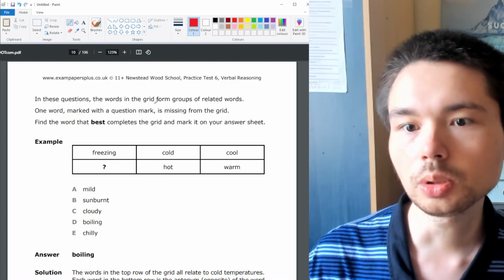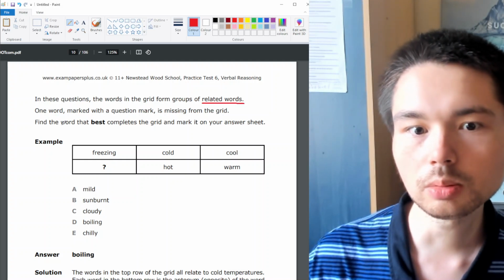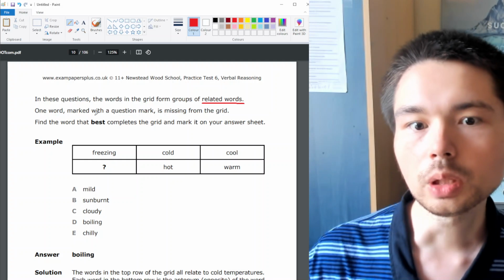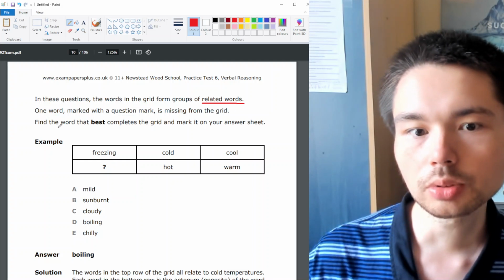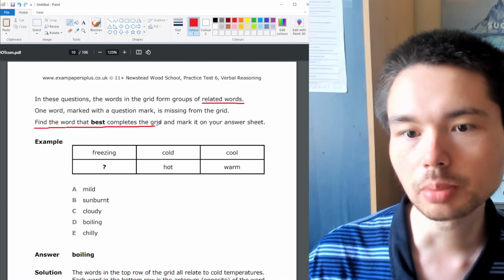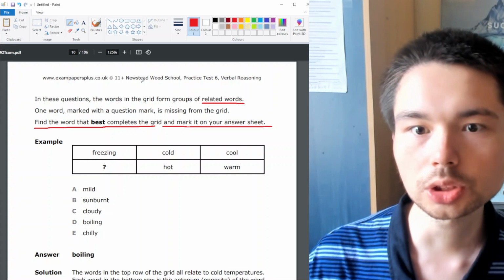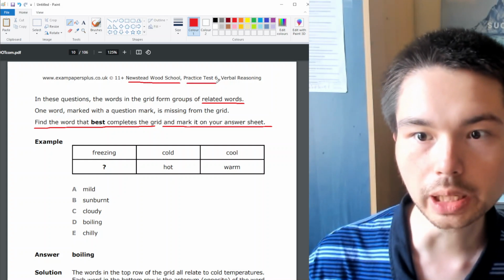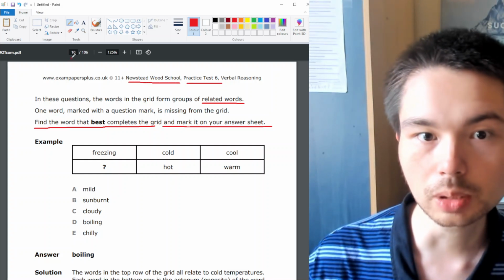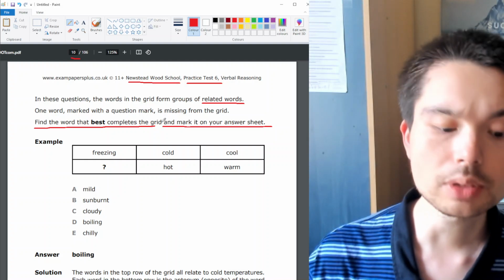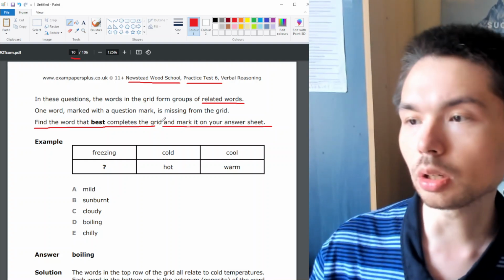In these questions, the words in the grid form groups of related words. One word marked with a question mark is missing from the grid. Find the word that best completes the grid and mark it on your answer sheet. This is a Newstead Woods School practice test, exam papers plus, page 10. Even if you don't have this copy, you can still follow along and learn a lot.